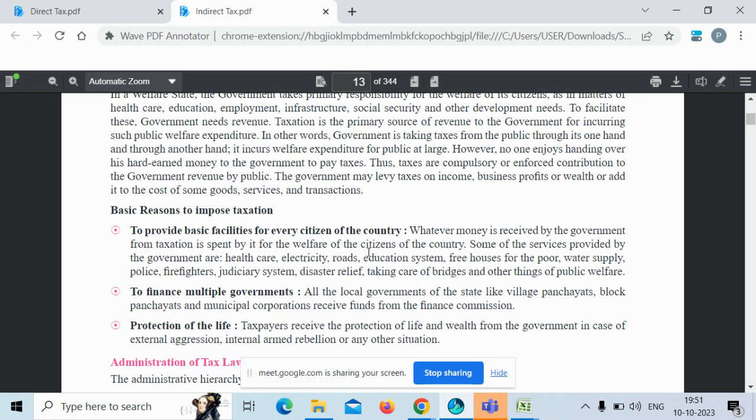Taxpayers receive the protection of life and wealth from the government in case of external aggression, internal armed rebellion, or any other situation. Correct. So we get protection of life because the government helps us in case of external aggression, internal armed rebellion, or any war-like situation, a bomb blast, or any attacks. So the government uses that amount there as well.